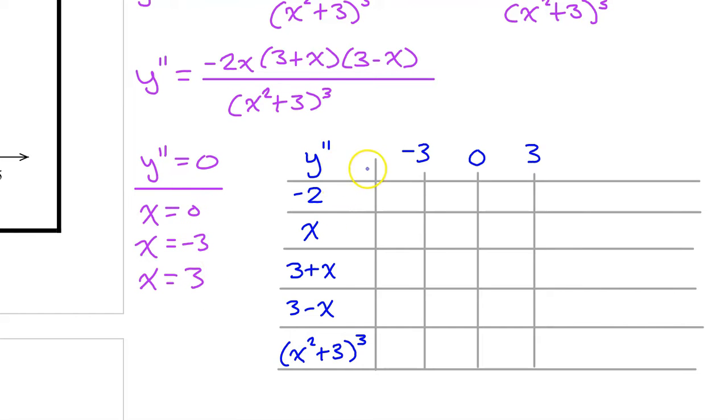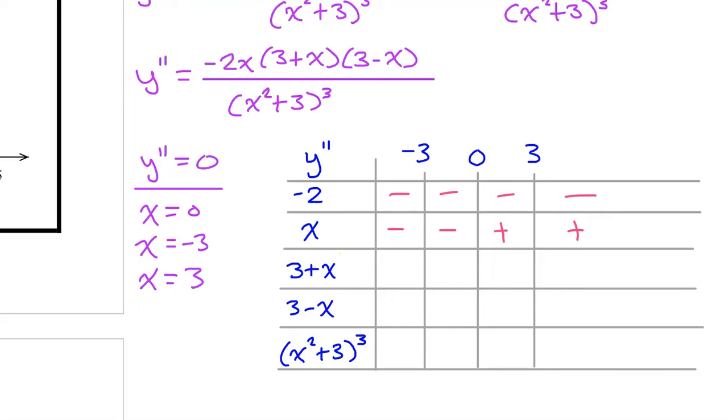Set up your sign chart with your critical values in order from least to greatest across the top. It is up to you how many rows you want to make. I like to make a lot of rows because I find when I break it down into its smallest elements, it's easier for me to see what's going on. We need to decide whether these factors are positive or negative in every interval. Negative 2 is always negative, so blam, blam, blam, blam, blam. X will be negative to the left of 0 and positive to the right.